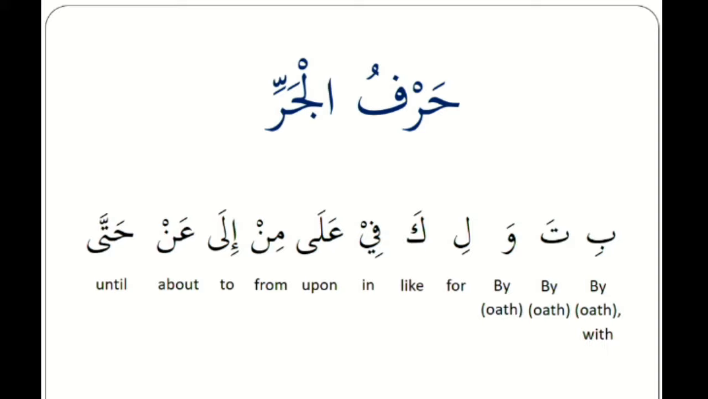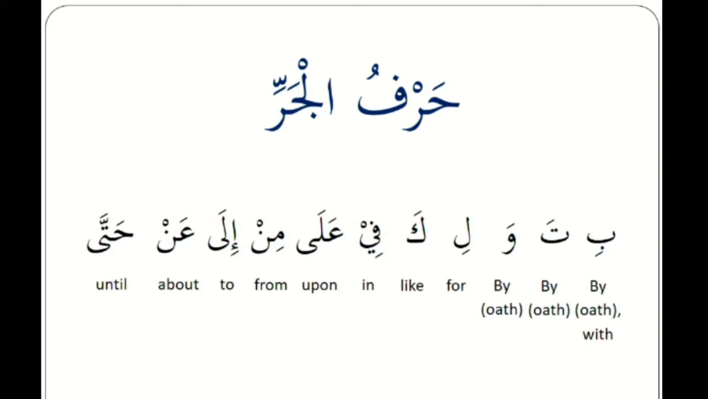So Bi means what? By or with. Bismillah means what? With or by the name of Allah. Or you can say A'udhu Billahi. I seek refuge by or with Allah. Are you with me? So the first one you're memorizing in your mind is the word Bi. Next one is what?